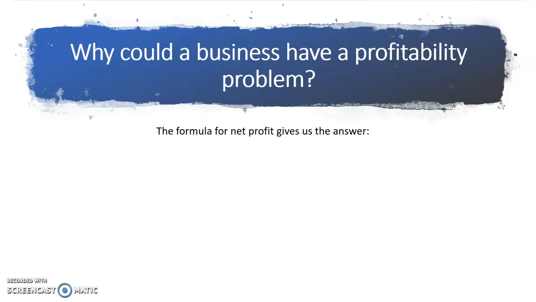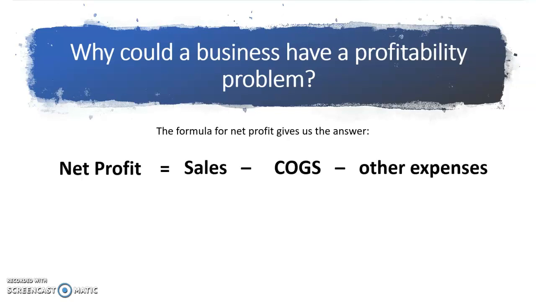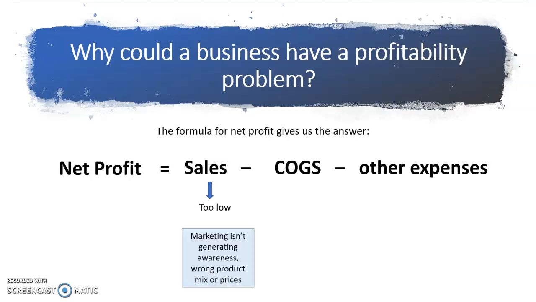Now, why could we have a profitability problem? Well, the net profit formula gives us the answer. So we know that net profit is what the business generates after all expenses have been paid. So we know that it's going to be sales minus COGS minus other expenses. So if we've got a profitability problem, it's going to be an issue with one of these three components. Our sales might be too low because marketing isn't generating the awareness, or we're offering the wrong product mix, or our prices aren't sustainable to generate profits.